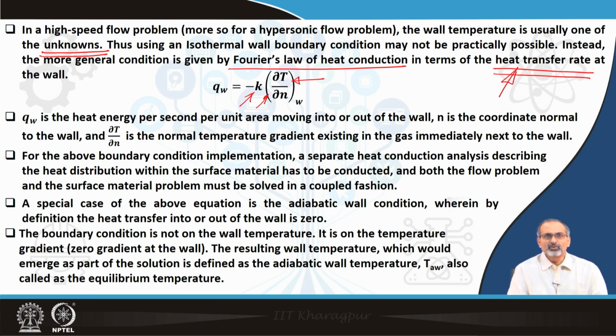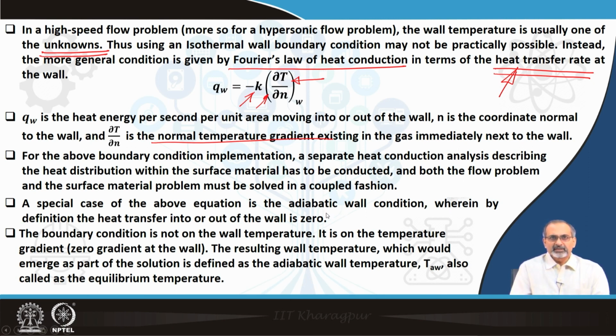So, Q W is the heat energy per second per unit area moving into or out of the wall. Into the wall if the wall is cooler than the flow, out of the wall if the wall is hotter than the flow. N is the coordinate normal to the wall, and therefore, del T del N is the normal temperature gradient existing in the gas immediately next to the wall.